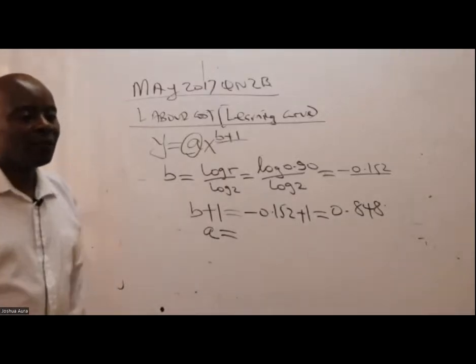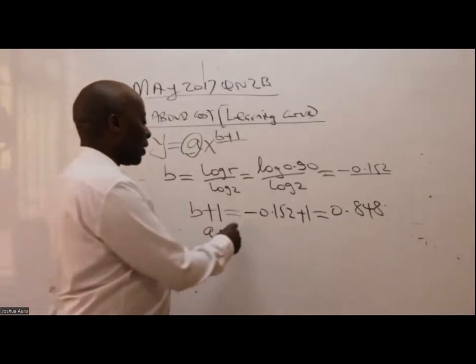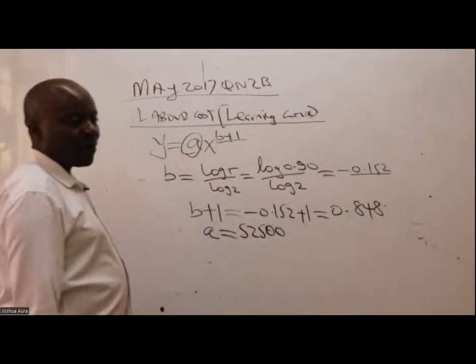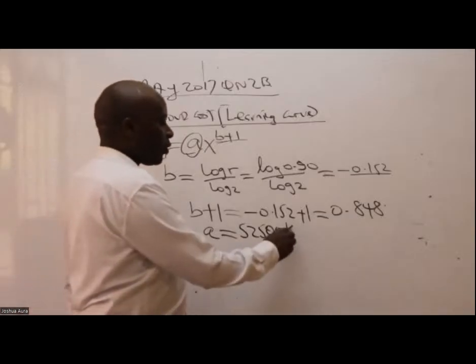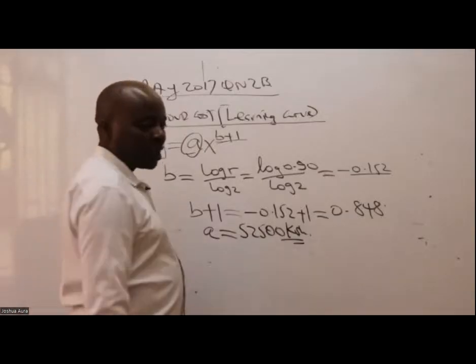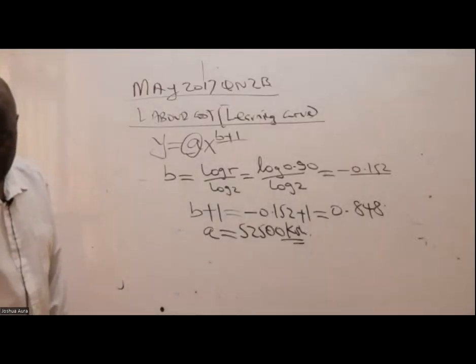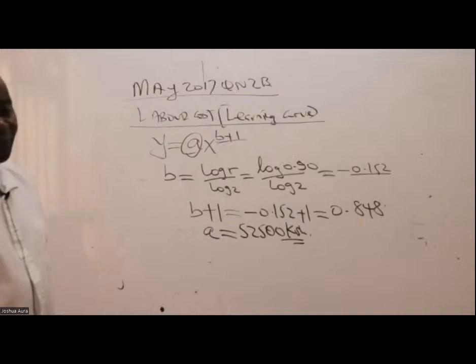So Atieno tells me it is 52,500. How about the other students? Is there anybody who is able to see this 52,500? 52,500 Kenya shillings, isn't it? Thank you very much. 52,500 Kenya shillings. Total labor cost. It's a cost.